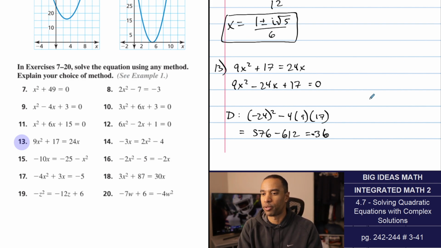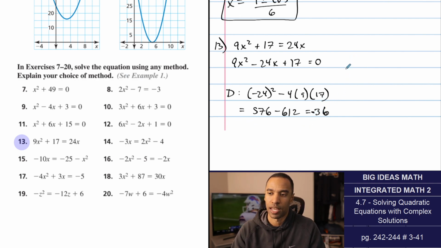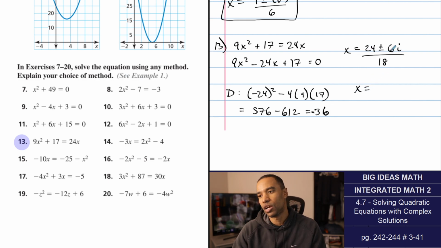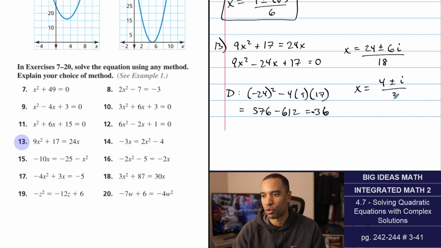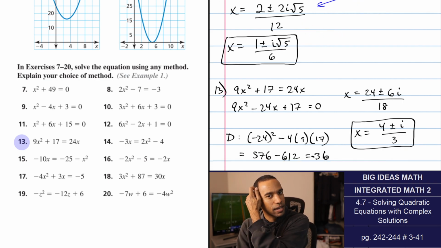We're going to come up with the complex solutions, though. What's good about this one is that 36 is a perfect square. Doesn't mean your answers are rational, just because of the nature of this. This will be x equals negative b, so 24, plus or minus the square root of negative 36, which is 6i, all over 2a, 2 times 9 is 18. So these can all divide by 6, right? So 4 plus or minus i all over 3. Nice, that cleans up. All right, that's my number 13. Okay, let's keep going forward.